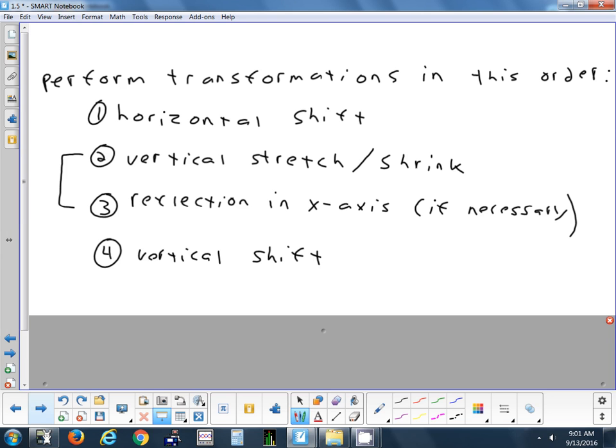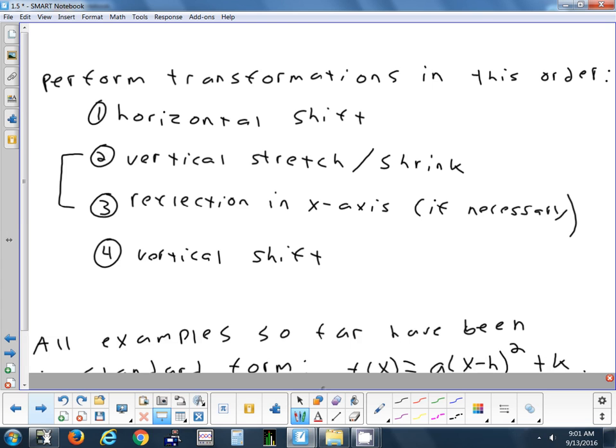Technically, you could reverse the order of steps 2 and 3, and the answer is still correct. But just stick with this order, and it'll make things simpler. And then the last thing is your vertical shifts. Okay, that's always the very, very last thing you look at.